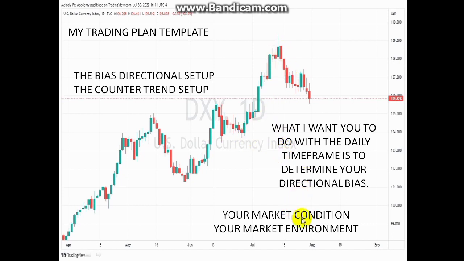But the market condition right now is retracement. So I'm having a bullish bias and a bearish market condition in the form of retracement. Although I'm bearish right now on the DXY, and I'm expecting lower prices, I know that I'm currently bullish.